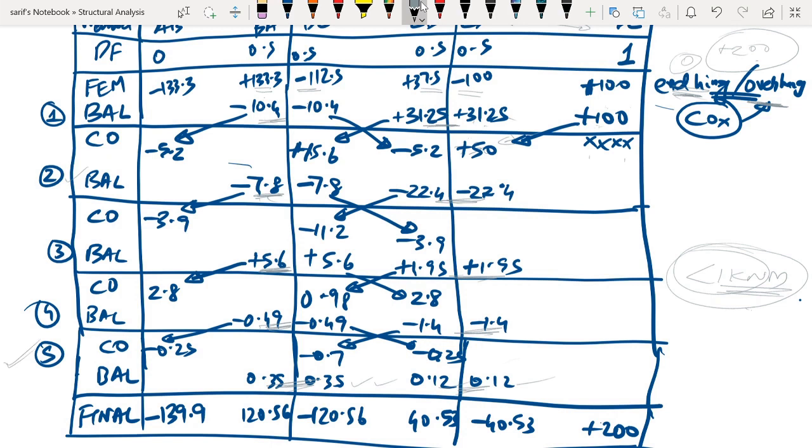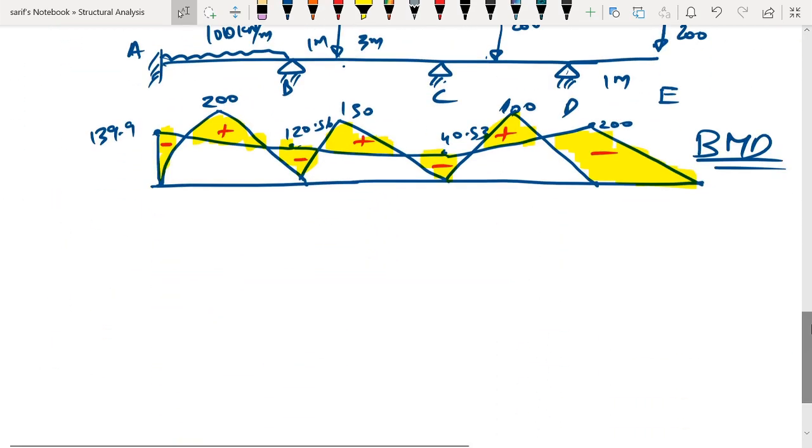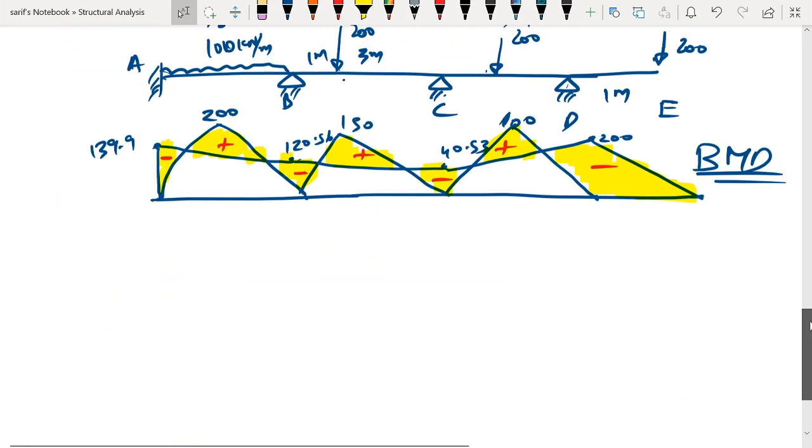So after, let us say, 5 cycles of balancing, we have stopped our moment distribution and we find out the final moments. So these are the final moments that we have found out. Once we have the final moments, now using the same way we have done for previous problems, we can draw the shear force and bending moment diagram.